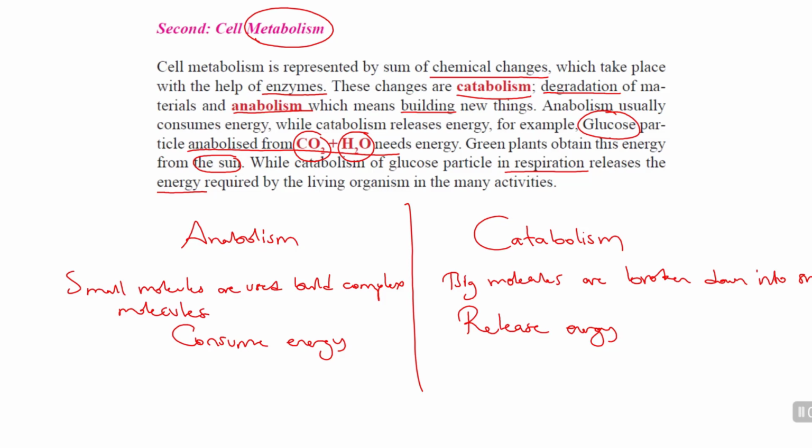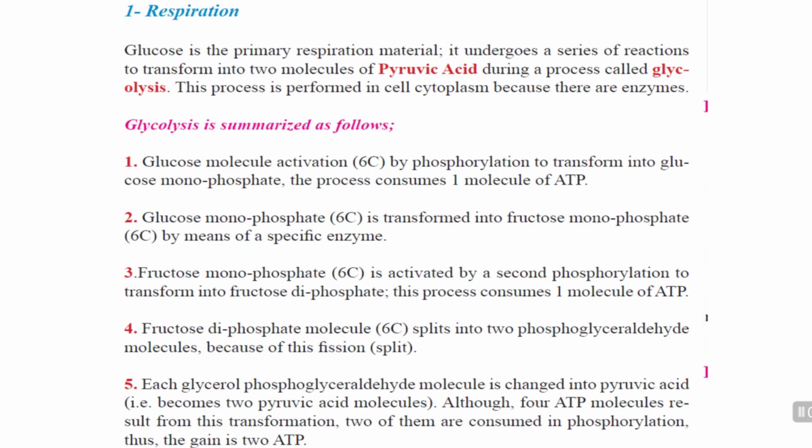One more we can write: organic anabolism, or photosynthesis, is an example of an anabolic reaction, and for a catabolic reaction it is cellular respiration. In our next lesson, we'll continue with respiration.